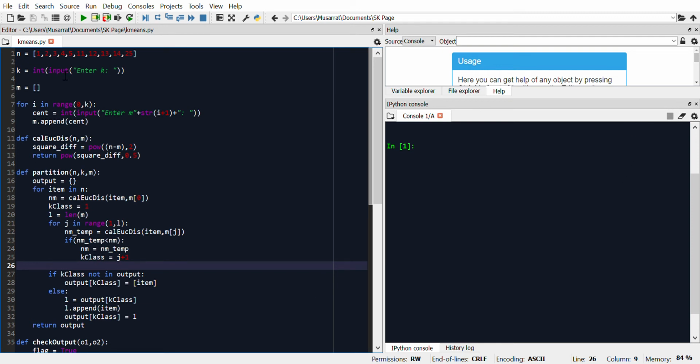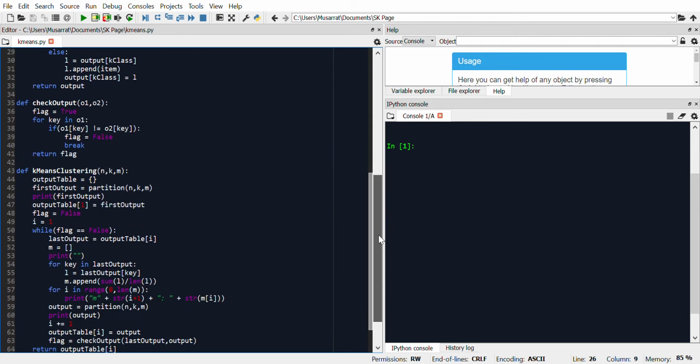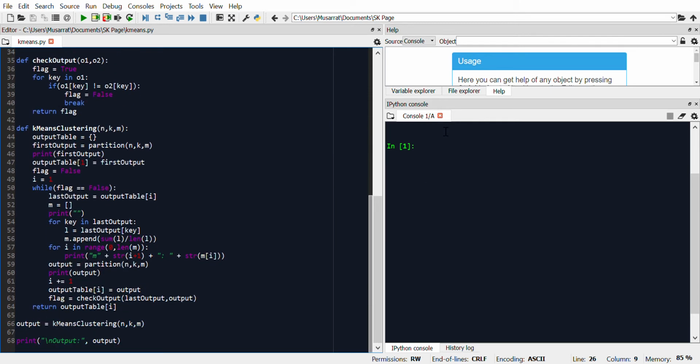Okay, so I have a data n equals 1, 2, 3, 4, 5, 11, 12, 13, 14, 25. And k is for the number of clusters. Then calculating the Euclidean distance, then k-means clustering, and then printing the output. So let's see the output.